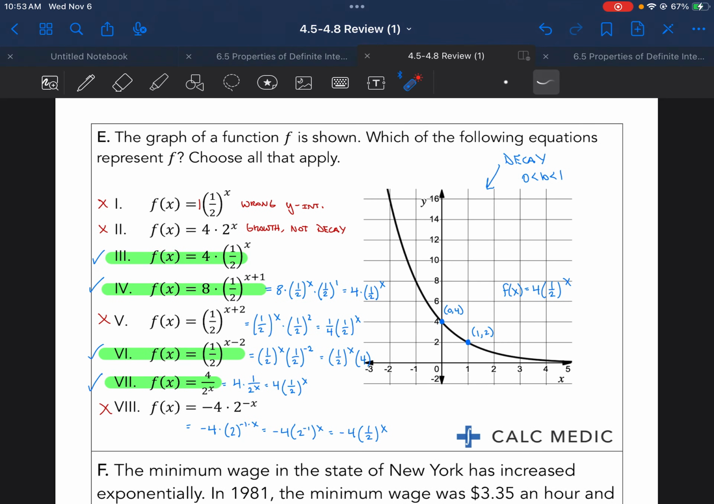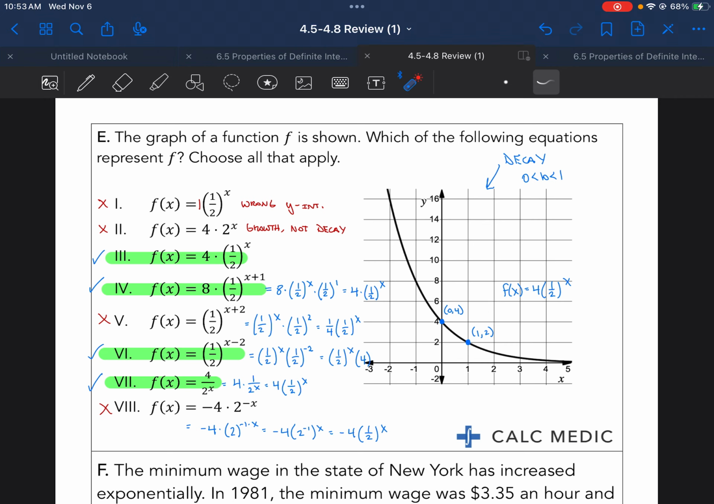All right, part E. This one can be tricky if you don't know your exponent rules. However, if you have access to a graphing calculator, then this one is very simple because you could just graph them all and see which ones match. Okay, so the graph of function f is shown. Which of the following equations represents f? Choose all that apply. As you can see, all 4 of these are equivalent to each other using different exponent rules.